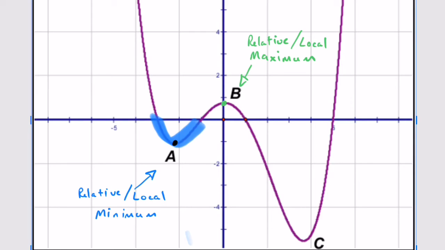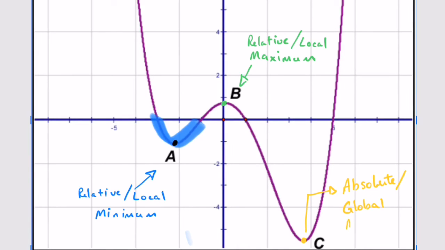When you're doing relative maxes and mins, you just look to the left, look to the right. There's nothing else higher. Just in its little area, it is the highest. Point C is the lowest point on this whole graph. So it's a minimum because it's the lowest, but because it's the lowest on the whole graph, we call it either an absolute or a global minimum.